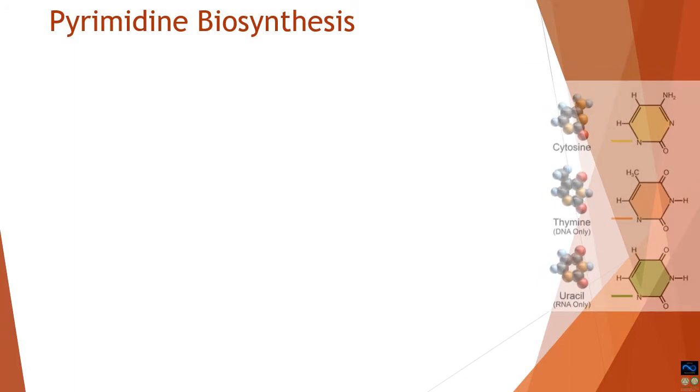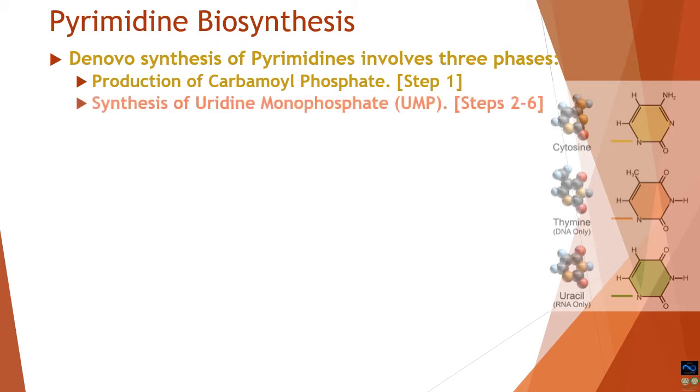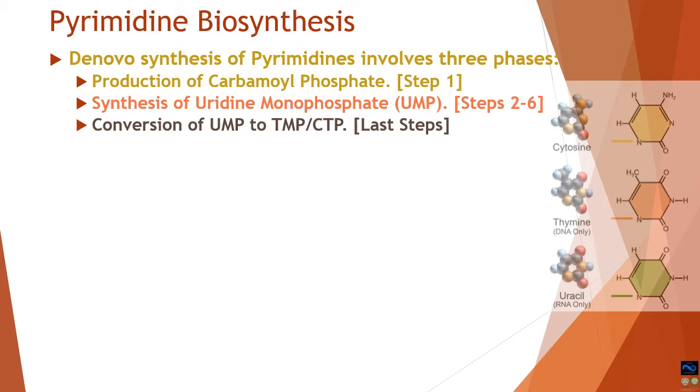De novo synthesis of pyrimidines, like purines, is a 3-phase affair. The first phase is the conversion and production of carbamyl phosphate. The second to sixth steps are the phase which involves the synthesis of uridine monophosphate. Then finally, the conversion of uridine monophosphate to thymine monophosphate or cytidine triphosphate, which are the last steps of the pyrimidine biosynthesis.